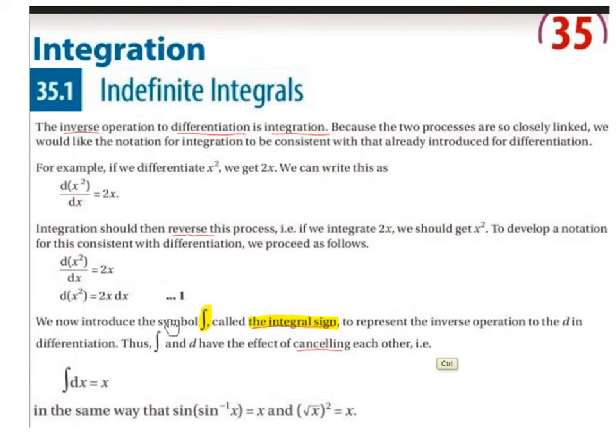We now introduce this symbol here called the integral sign. It's like an elongated S called the integral sign to represent the inverse operation to the d in differentiation. Thus, the integral sign and d have the effect of cancelling each other, i.e. the integral of dx equals x. In the same way that sine inverse of sine x equals x and the square root of x squared also equals x. So they cancel each other out.